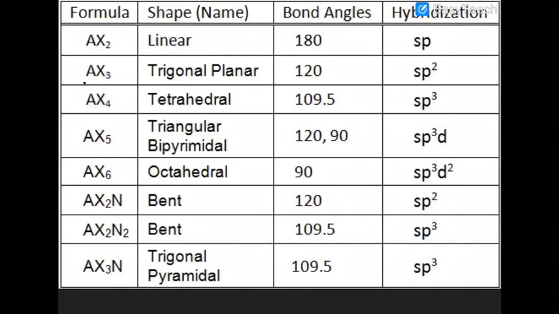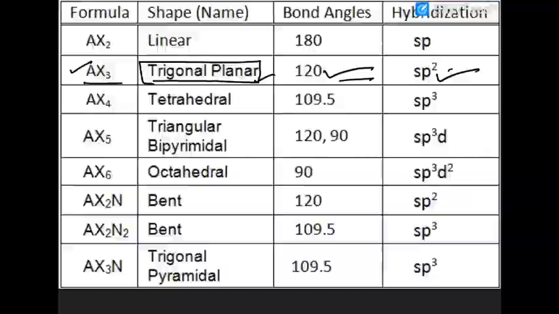Next is about AX3. It is trigonal planar geometry. It is sp2 and the bond angle is 120. I am repeating once more: AX3 trigonal planar. It means all the bonds are in the same plane. All the bond angles are 120 and the hybridization is sp2.